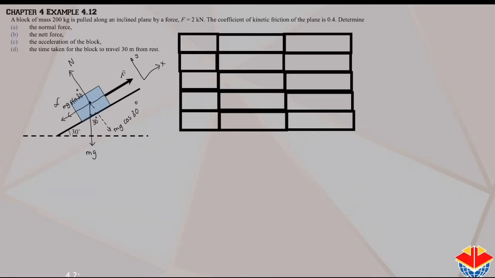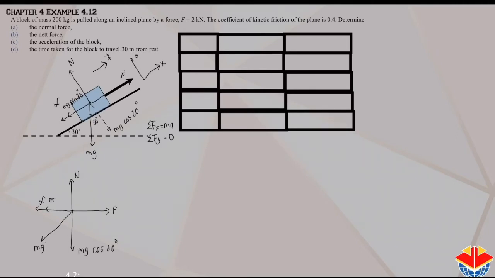Okay, so it's going upwards, it's pulled upwards. From there we know that summation Fx equals ma, and summation Fy equals 0. If you want to straighten up your diagram, basically it looks like this: F and the frictional force, and your mg will be here. So be careful on that.